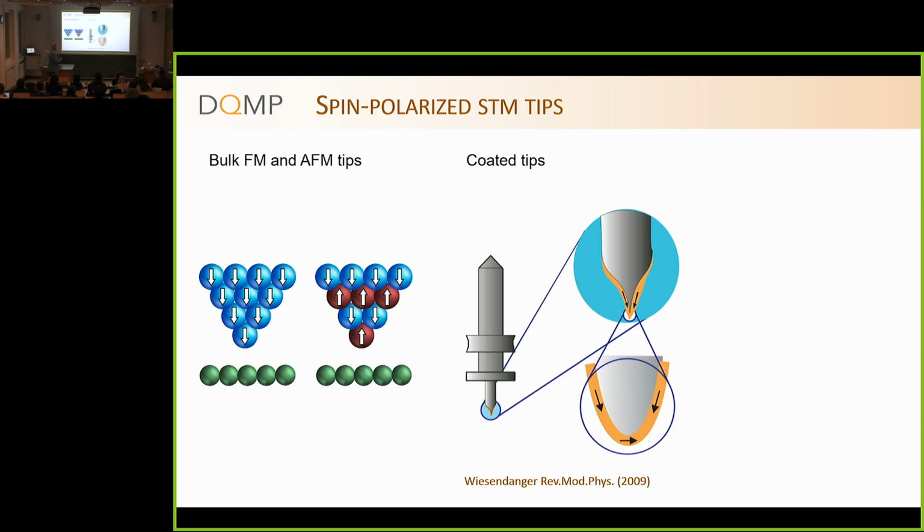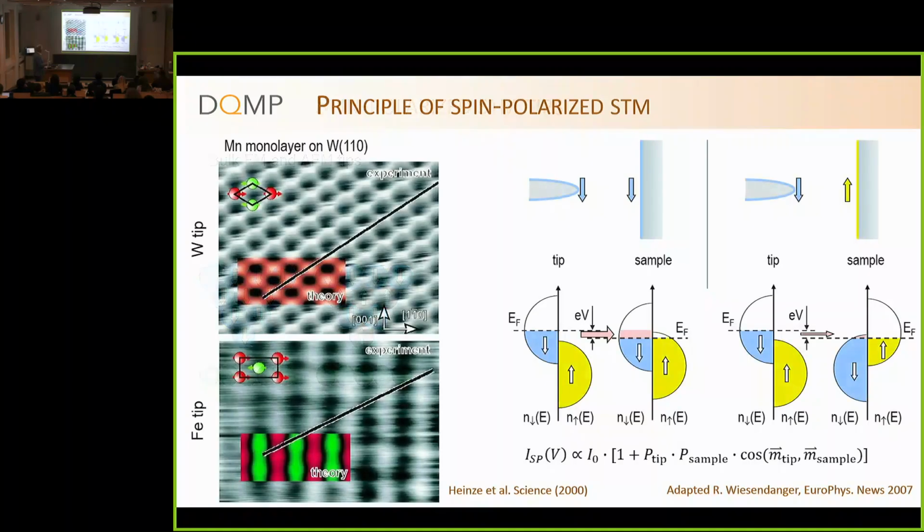One problem with this, if you only have a homogeneously magnetized surface and a single tip, you will not know if it's magnetic or not, because you see in the previous example here, you can see it because there is a difference in contrast. But if you were just sitting on one atom, you could not say which way it goes.